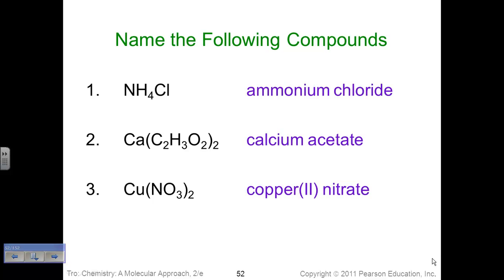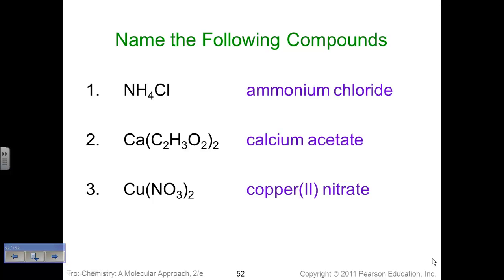Number 2, Ca(C2H3O2) taken twice. Hear how I'm reading that parenthesis, taken twice. The name of the positive, calcium. Does calcium need a Roman numeral? Of course not. It's in group 2A. Calcium has an invariant charge. It does not change.